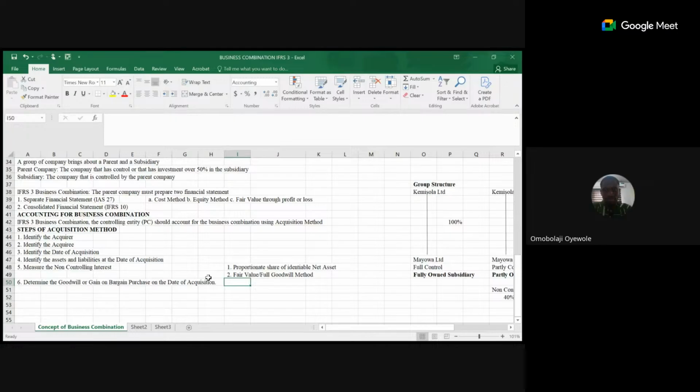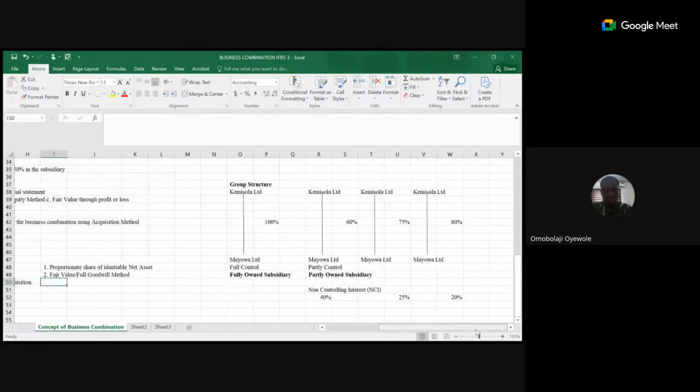Whenever we see a question and we know that there is a non-controlling interest in the question, what we start looking out for is how we are going to measure the non-controlling interest. The question must state it. If we are to measure non-controlling interest using the proportionate share of identifiable net assets, the question will say it. If we are to measure it using the fair value method or full goodwill method, the question will say it.